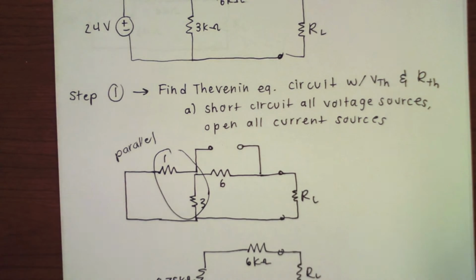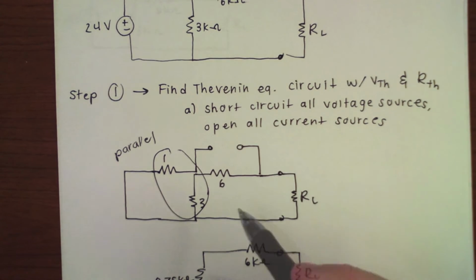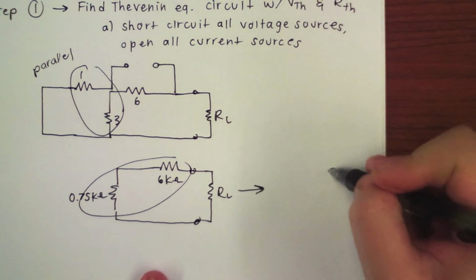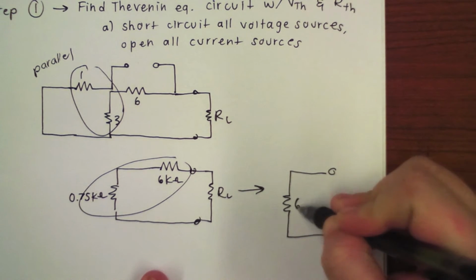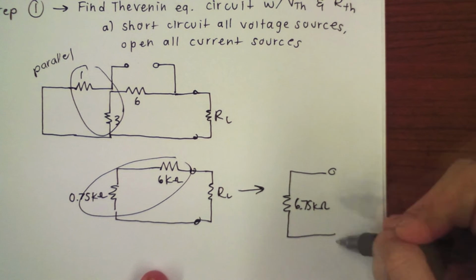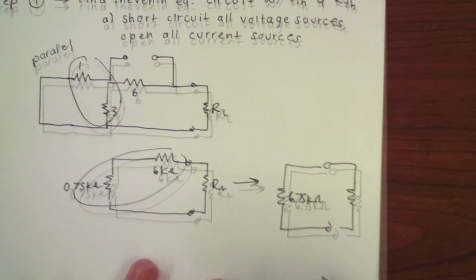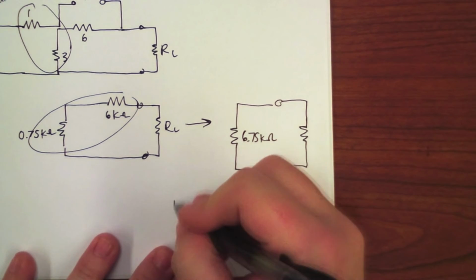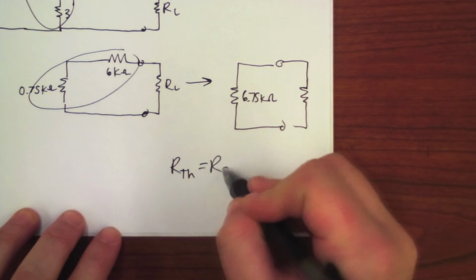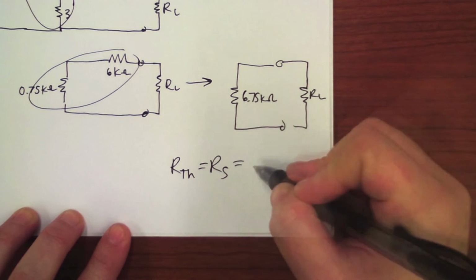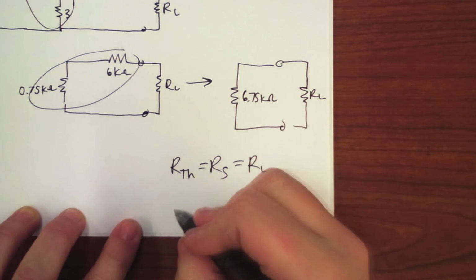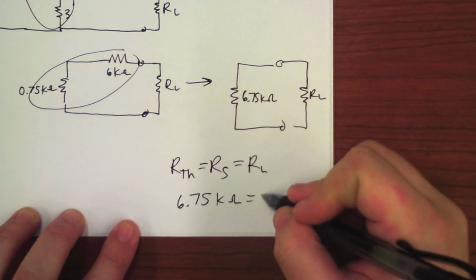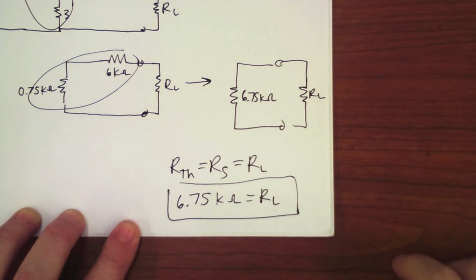We have our load resistor connected right there in our open nodes, and like I said before, these are in series. So this is equivalent to a 6.75 kilo ohm resistor. Essentially, this 6.75 kilo ohm resistor is our R Thevenin, and our R Thevenin is equal to our R source, which for maximum power must also equal our R load. So 6.75 kilo ohms is our RL. That's part A.